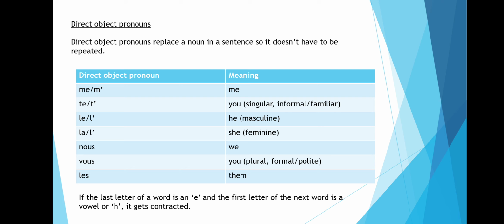Now the second part, direct object pronouns. Direct object pronouns replace a noun in a sentence, so it doesn't have to be repeated.